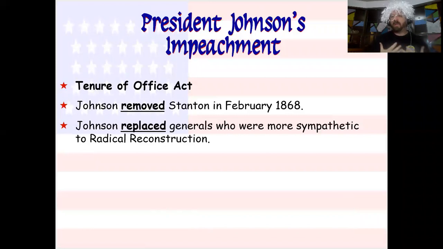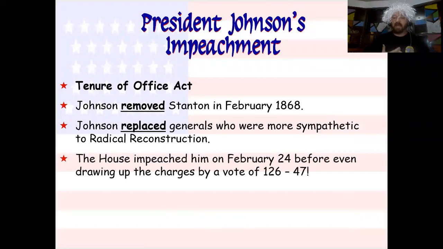So they were looking for that one thing, and when he removed Stanton in February of 1868, they seized upon that. Okay. Now the House actually impeached him fairly quickly. He was removed in February of '68, and by February 24th, they had already voted to impeach. Now, interestingly enough, they didn't actually have the articles of impeachment written by the time they voted on it, which is like they voted on the charges before they had written up the charges, whatever. But the vote was 126 to 47, very lopsided. Clearly, Johnson has now been impeached.